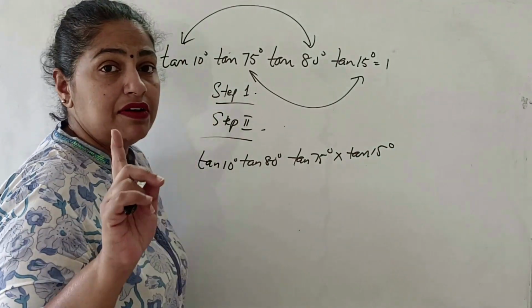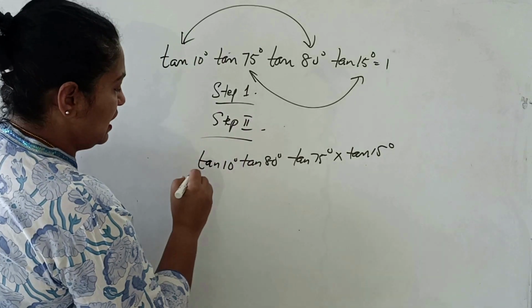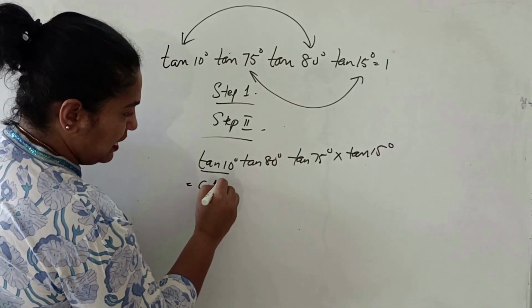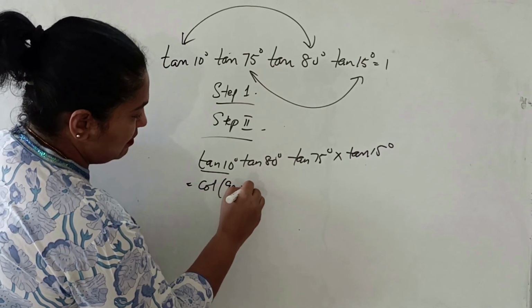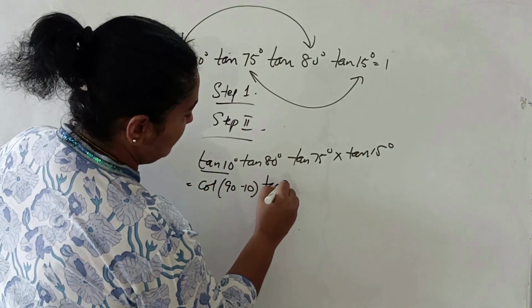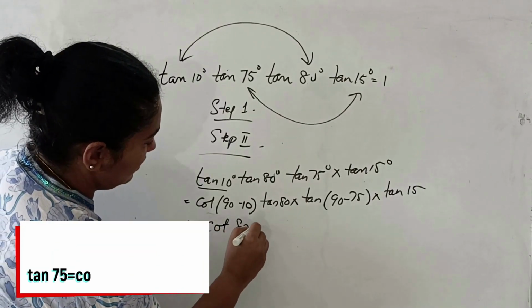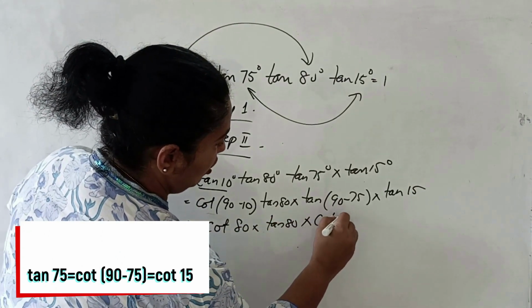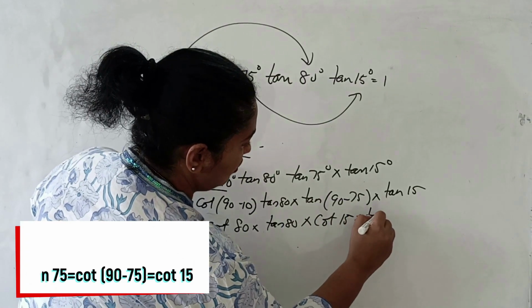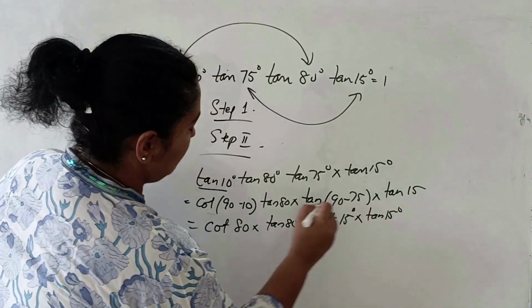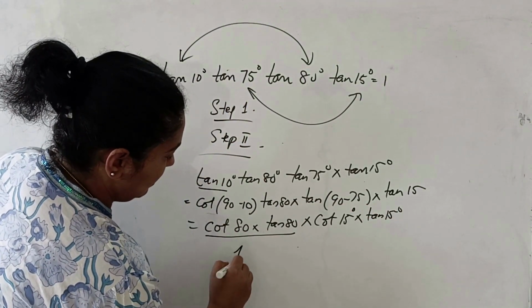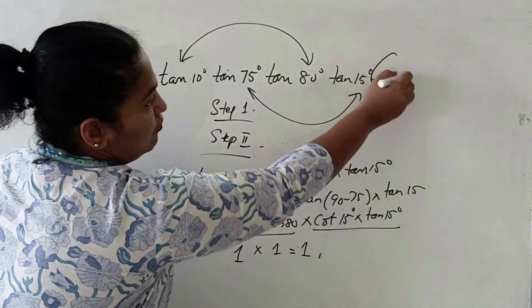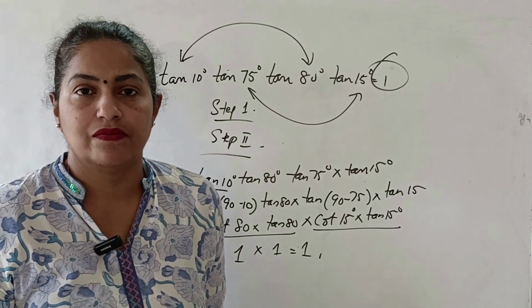In this, convert one of them into its complementary angle. So converting tan 10 into its complementary angle, I will get tan of 90 minus 10 into tan 80. This is cot 80 into tan 80, and this is cot 15 into tan 15. You can see that this will give you a 1 and this also will give you a 1, thus giving you the final answer. Okay.